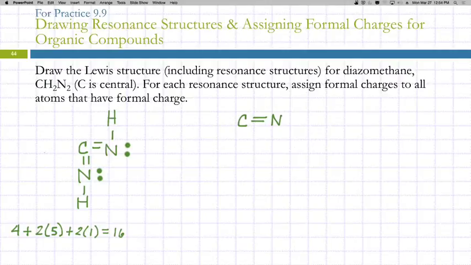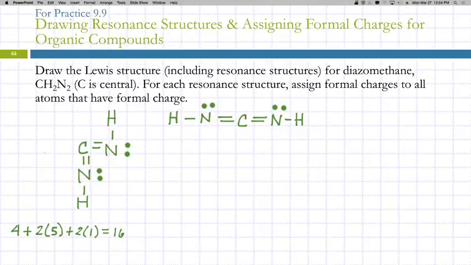Let's draw that out a little more nicely so we can see what we're doing a little better. This is the same thing as that, right? I just straightened it out. Okay, so there's a Lewis structure for this.